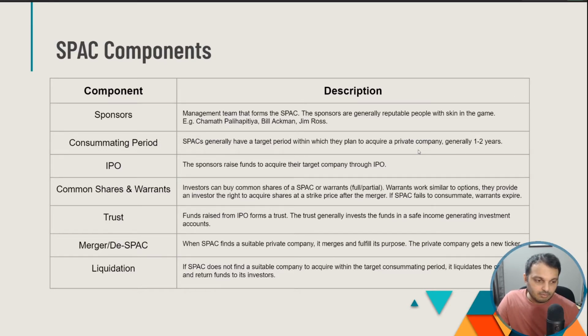Merger and de-SPAC, that's essentially when the deal happens. You merge, and the SPAC is de-SPACed or whatever you want to call it. And then liquidation. If you can't make a deal, you've got to liquidate.